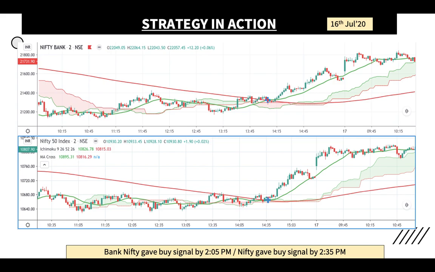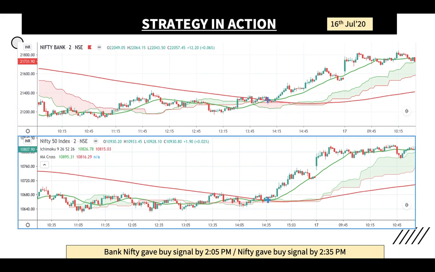This is one example, a recent example I am showing. On 16 July, we got a buy signal in Bank Nifty around 2 o'clock, 2:05. Okay, and in case of Nifty, we got a buy signal at 2:35. Most of the time, the buy signal or sell signal, both will give you in coordination. It's not that one gives yesterday and the other gives the next day, nothing like that.